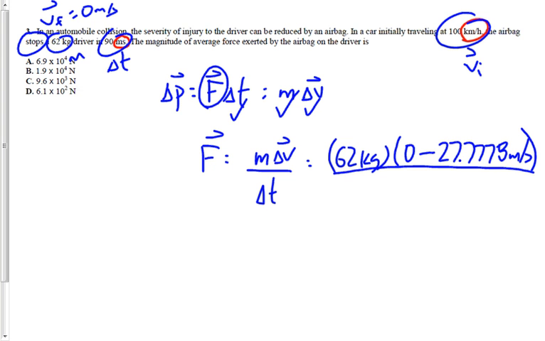Now let's divide that by the time of 90 milliseconds. I don't like these ones, man. 90 milliseconds. A lot of people will try to go scientific notation here. 9.0 times 10 to the negative 2.